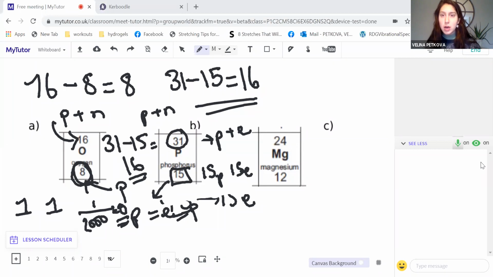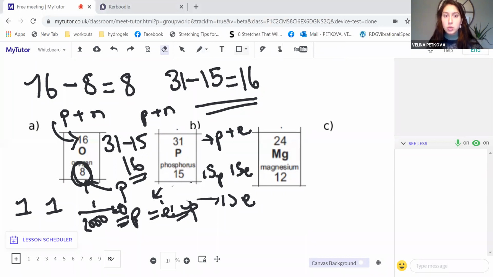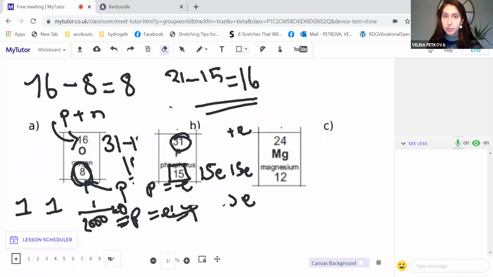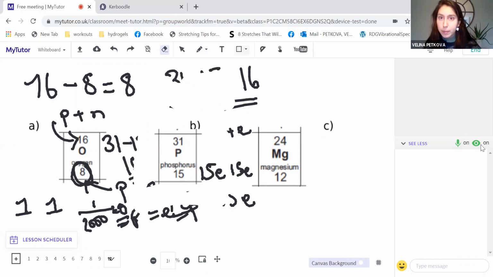We'll get on to ions another day. So why 15 electrons? For phosphorus, if we look at it, the bottom number is our atomic number, which is our proton number. As we've said, our proton number is equal to our number of electrons. So because we have a proton number of 15, we also have 15 electrons. The mass number is just the number of neutrons and protons in the nucleus. We won't be covering electrolysis.